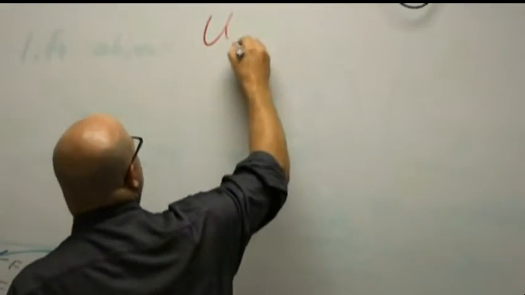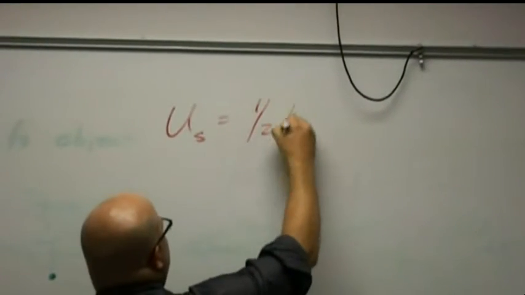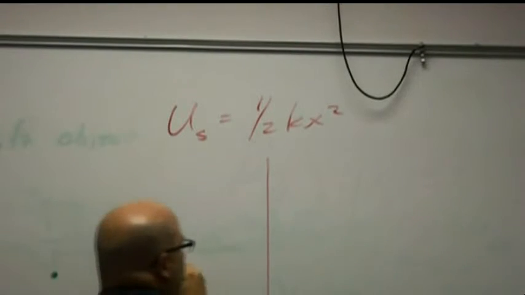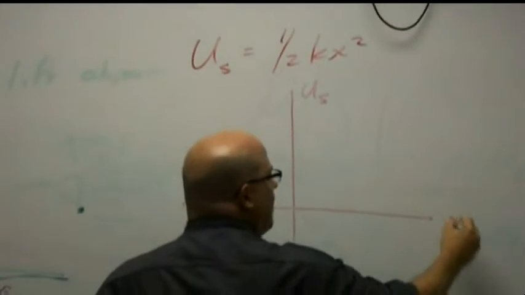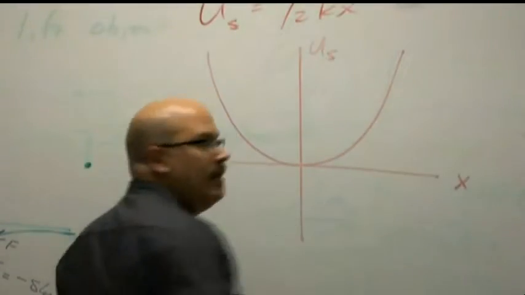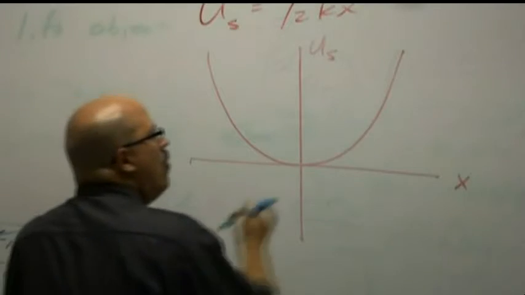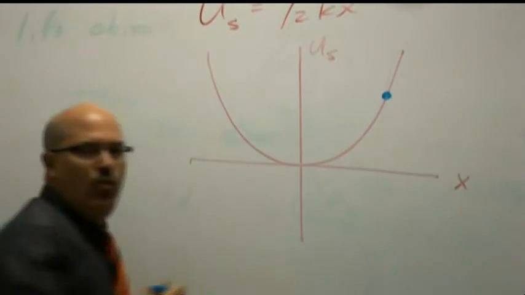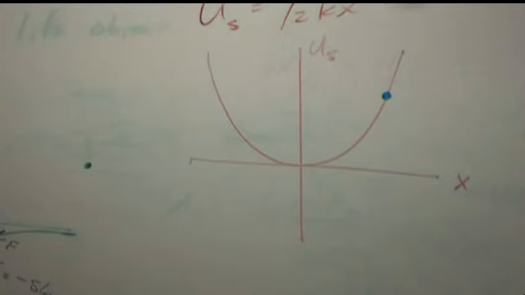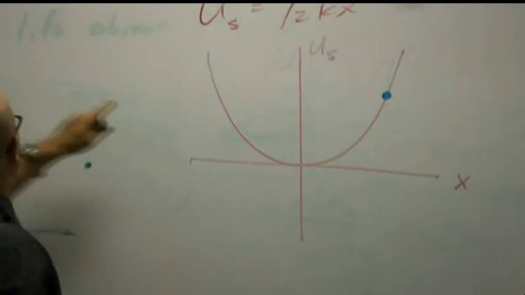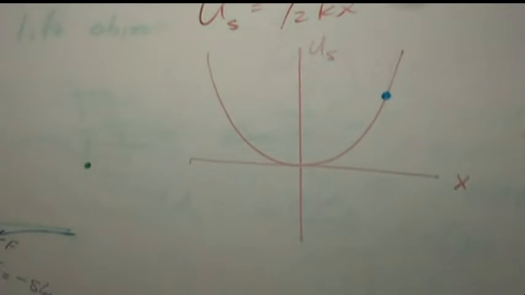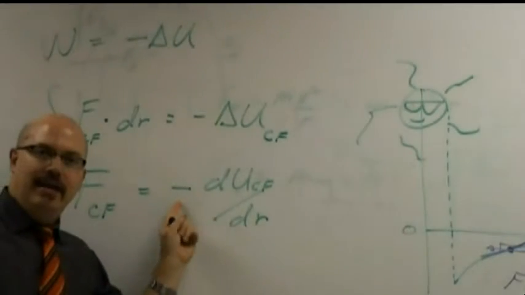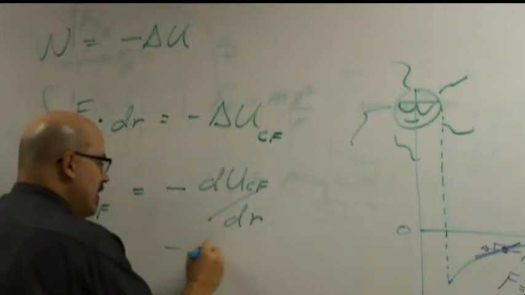Now let's look at a different one. What if we have this type of potential energy? 1/2 kx squared. Will you graph that for me? What does potential energy for a spring look like versus x? Parabolic up. Now, what if you are located here? Which way is the force on the object? That way. How do you tell? Because the conservative force is equal to the negative of the derivative, or the negative slope.